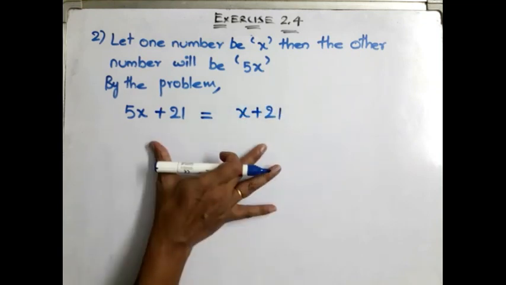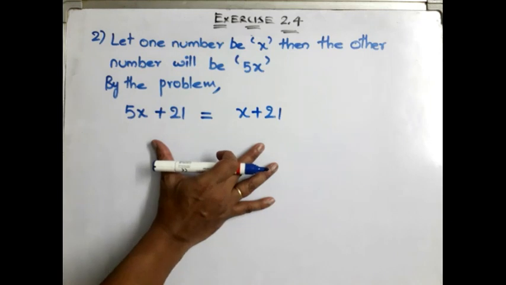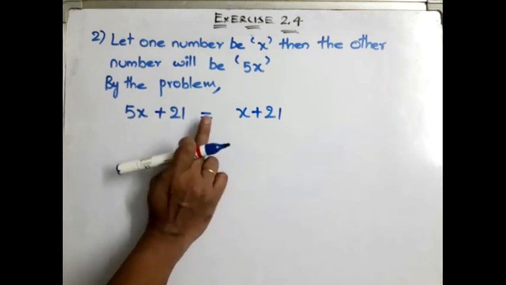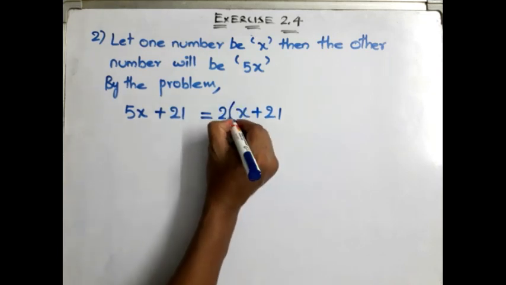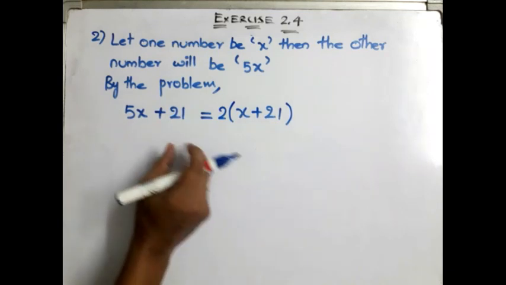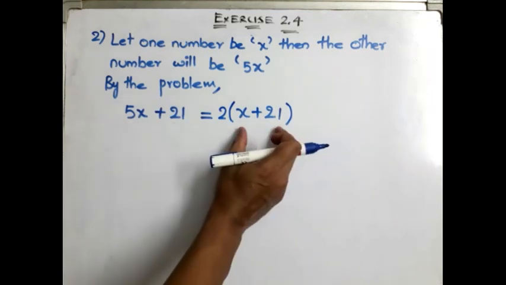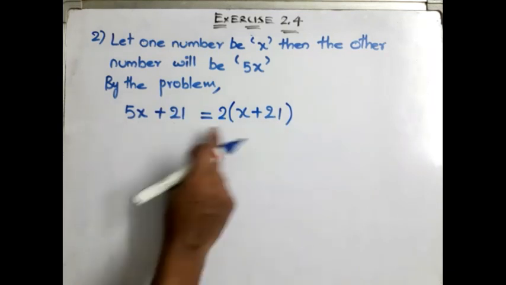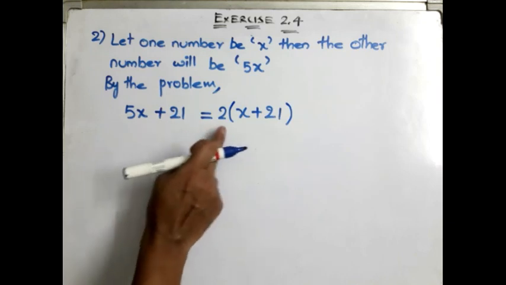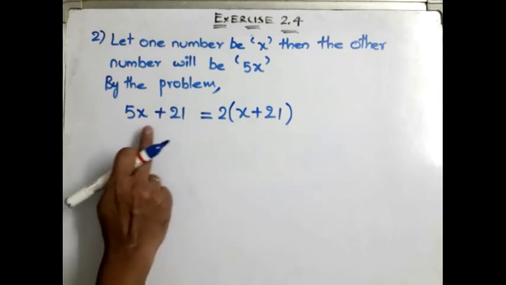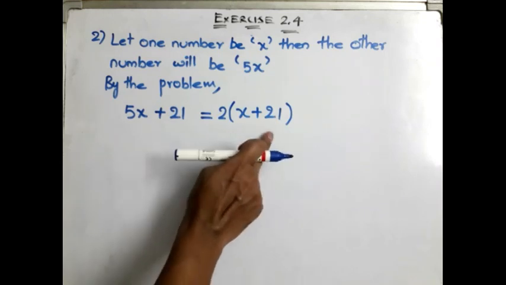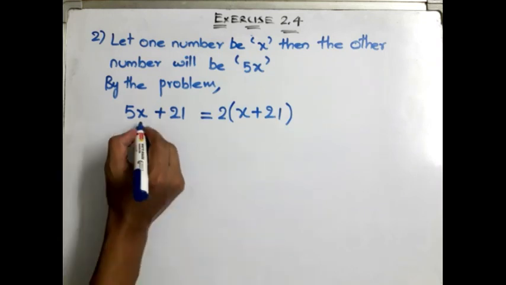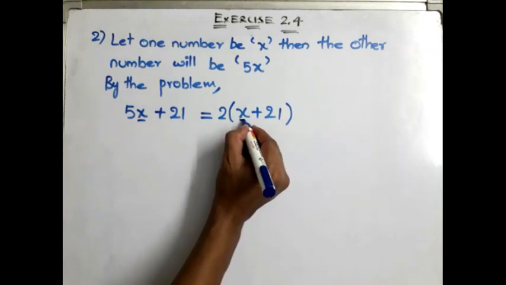If 21 is added to both the numbers, then one of the new numbers becomes twice the other. Twice means 2 times. So, if 21 is added to the given numbers, one number will be equal to twice the other number. Hence, 5x plus 21 will be equal to 2 into x plus 21. If you observe, now we got both the variables as x.